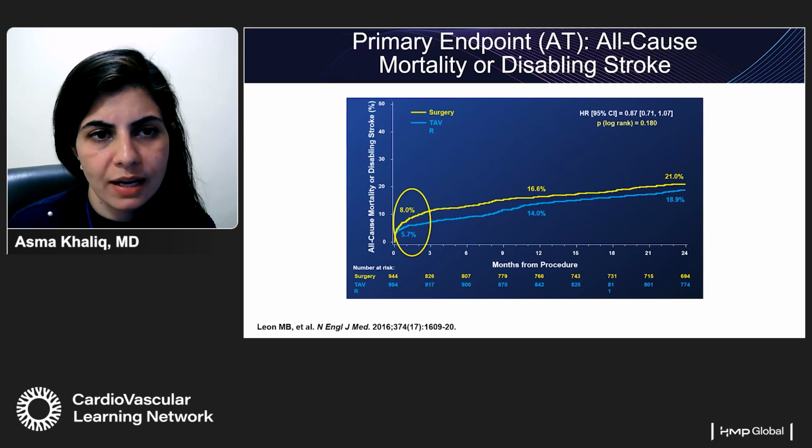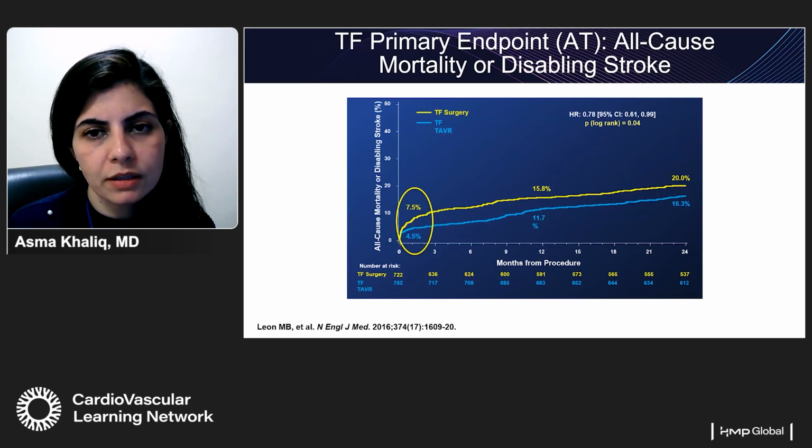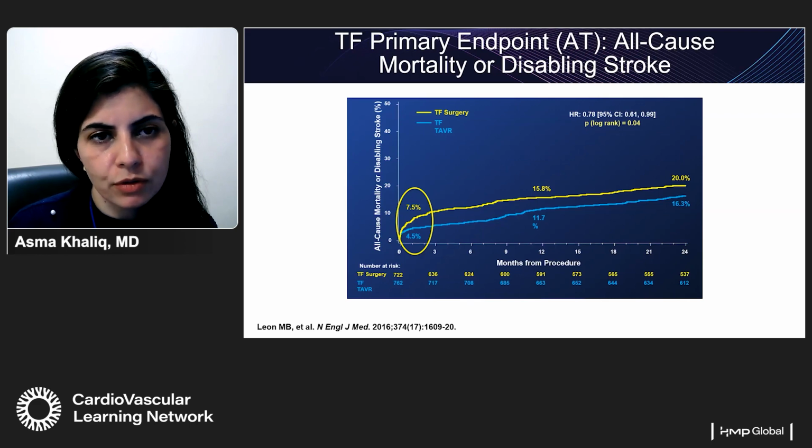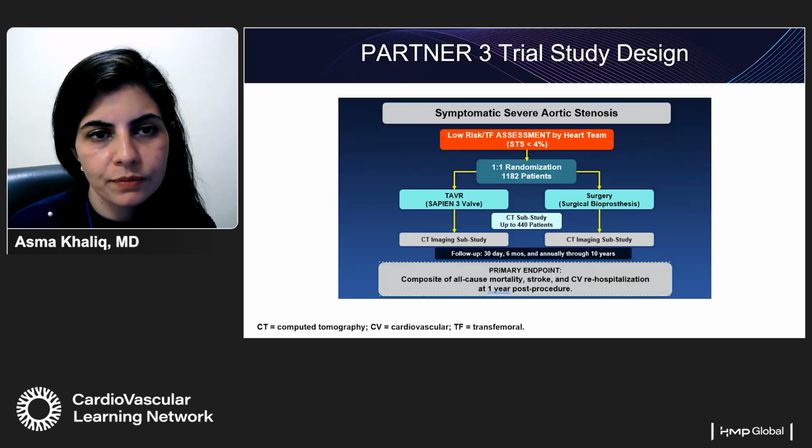And as you can see, the point of this was that TAVR is non-inferior to SAVR. However, if we look closely, the interesting thing that arose was that in the transfemoral arm, the TAVR actually was superior to the SAVR, with significantly less all-cause mortality and disabling strokes in the patients who could undergo TAVR via a transfemoral route. And this advantage continued up to about 24 months.